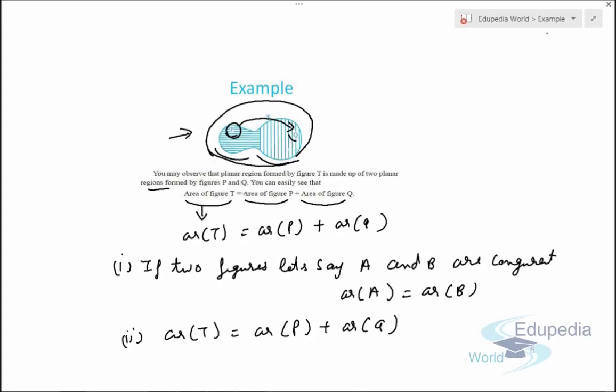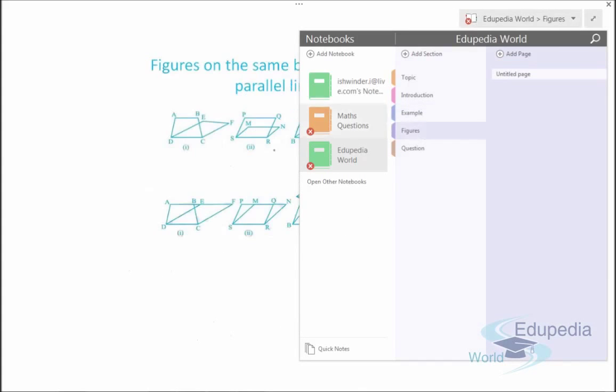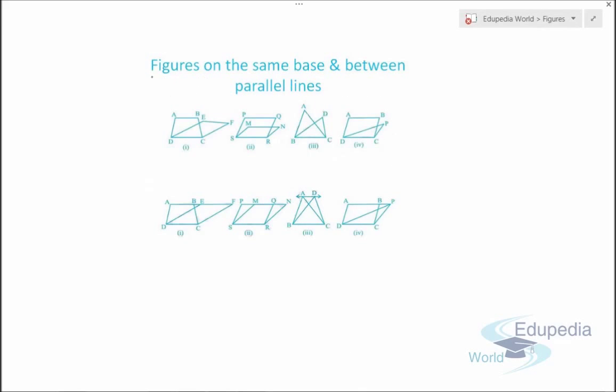So let's discuss the next topic, which is figures on the same base and between the same parallel lines. If you see the figures here, we can clearly see that in this figure, ABCD and DCFE have the same base DC. Why do they have the same base DC? Because these two lines exactly superimpose on each other and they are of exact length.